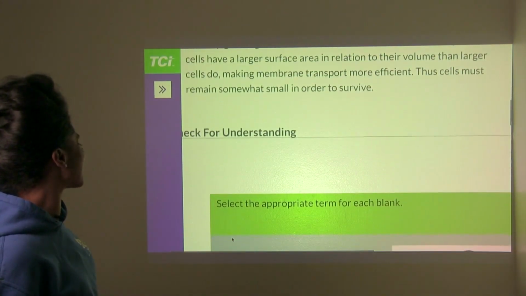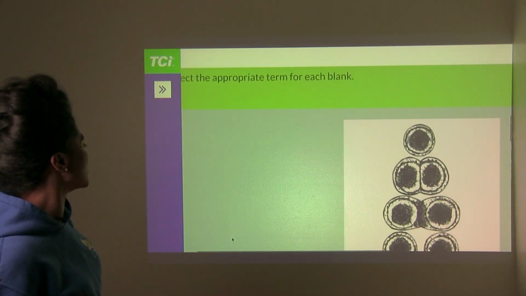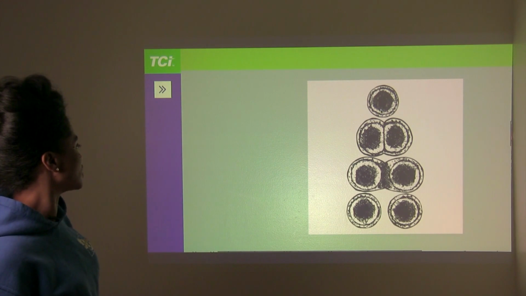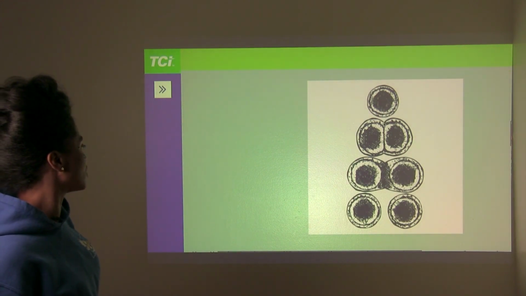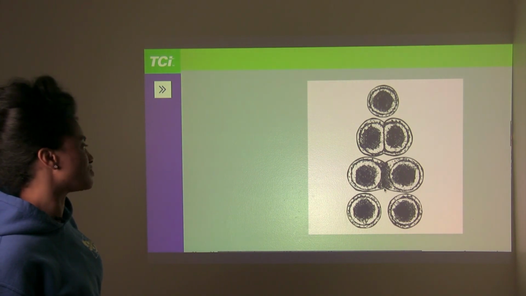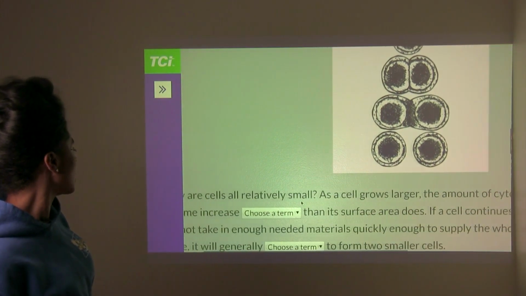All right, so let's take a look at the check for understanding. Select the appropriate term for each blank. Check out the image, okay? So here you see a cell, it's getting larger. So it just decides to divide into two, okay? All right, so here we go.